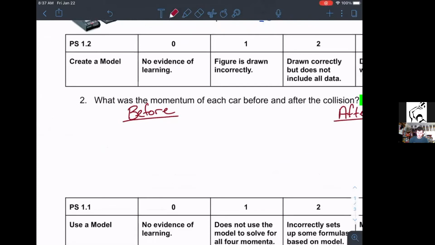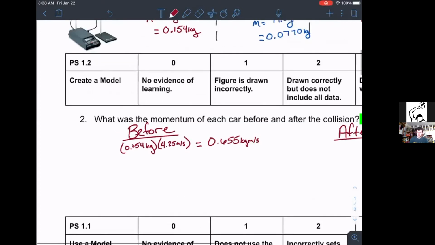Before, we have our mass times our velocity, so 0.154 kilograms times the velocity, which was 4.25 meters per second, gives us our initial momentum, our starting momentum here of 0.655 kilogram meters per second.